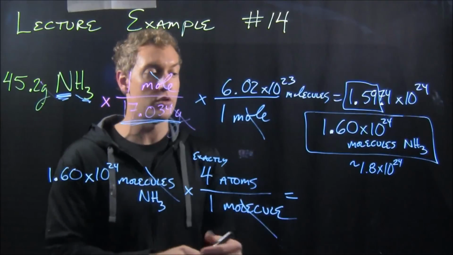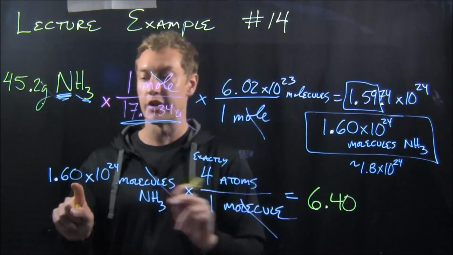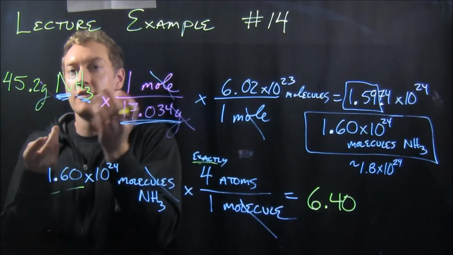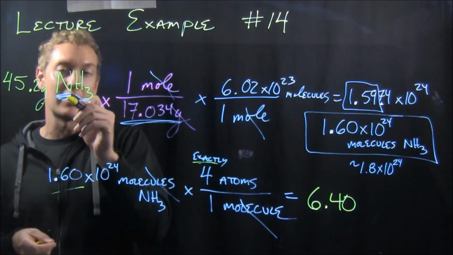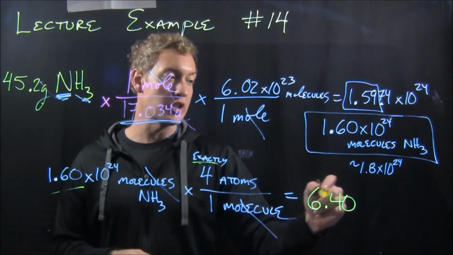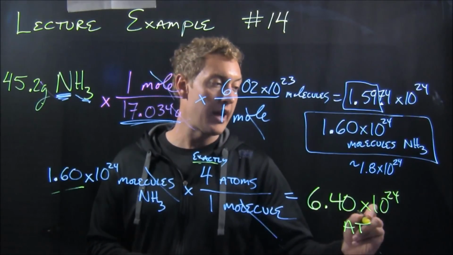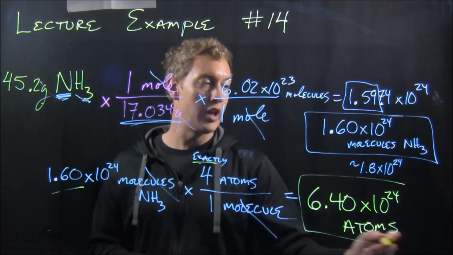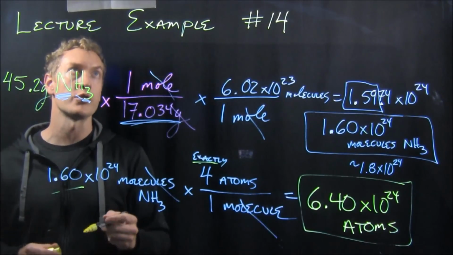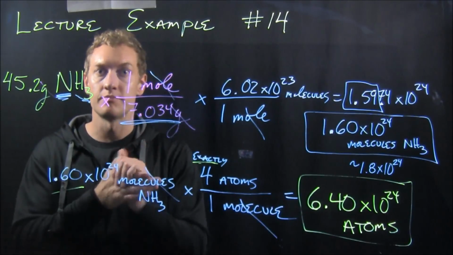And that leaves us with 6.4, 3 sig figs, right? So 3. I wrote exactly 4 here because it's not a measured value. It's exactly 4. So that's not going to limit our number of significant figures. So 6.40 times 10 to the 24th atoms, if we broke up that 1.60 times 10 to the 24th molecules of ammonia. So that's number 14.